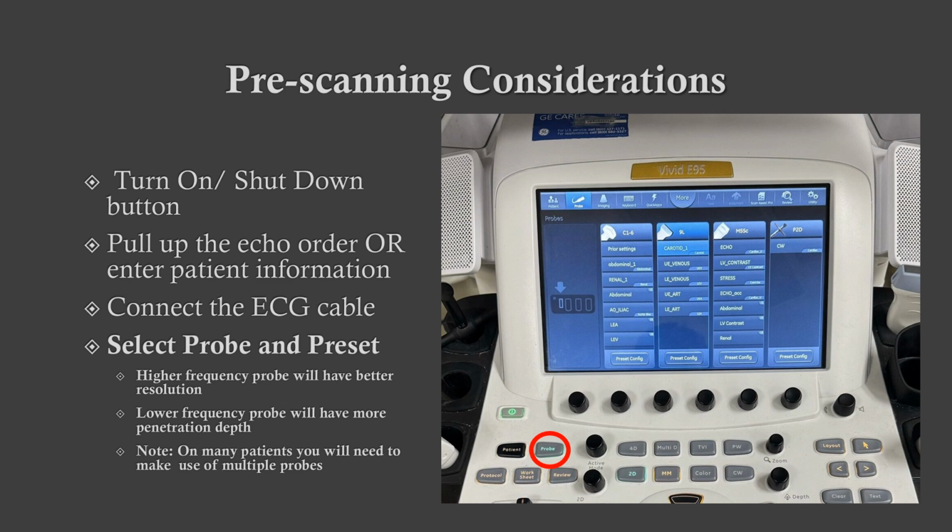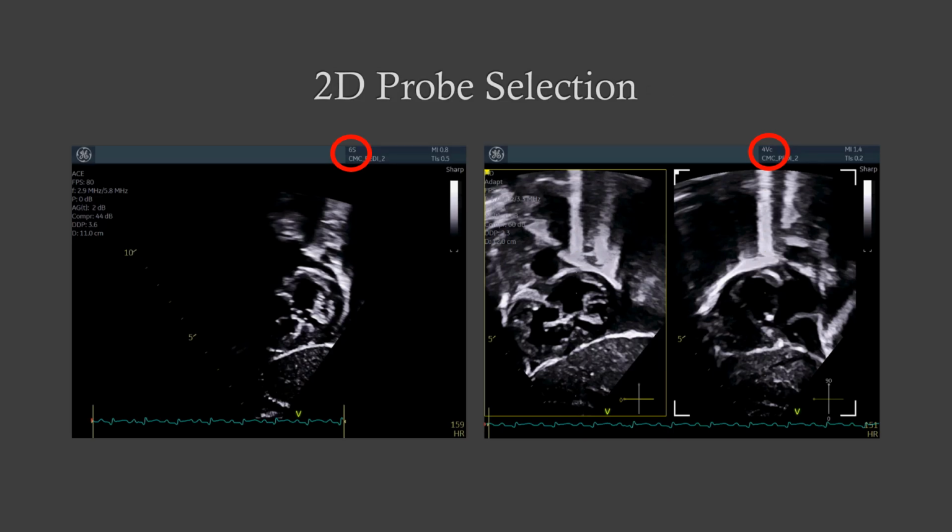It's very important to know that on many patients you will need to make use of multiple probes. For example, you may start with a 4V probe in the subcostal window, and by the time you get to assess coronary arteries, you can use the 6S probe on the patient. Let's look at some examples.